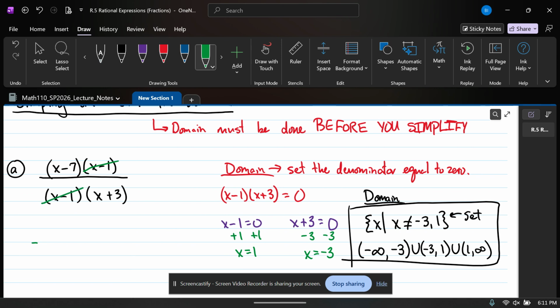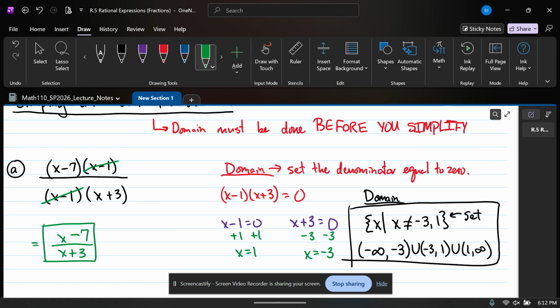And the simplified form is just going to be x minus 7 over x plus 3. That is our simplified version of that fraction. The domain has to be done before that, because if you do it afterwards, you're going to lose part of the domain. Because you look at the denominator of what's simplified, everything's not there that was there originally. Okay, so domain's got to be done before you simplify.